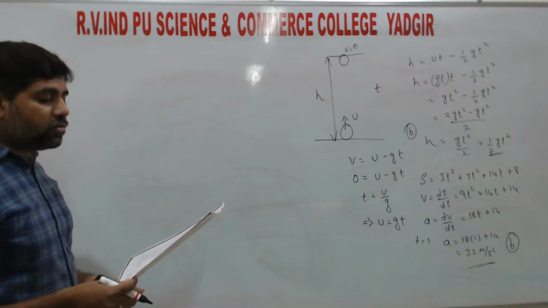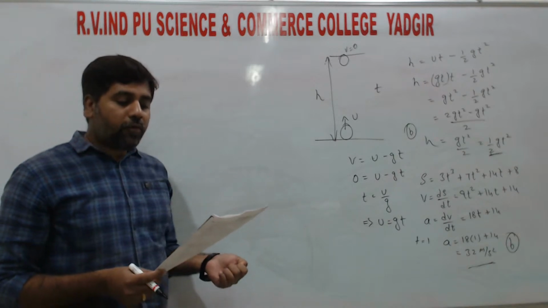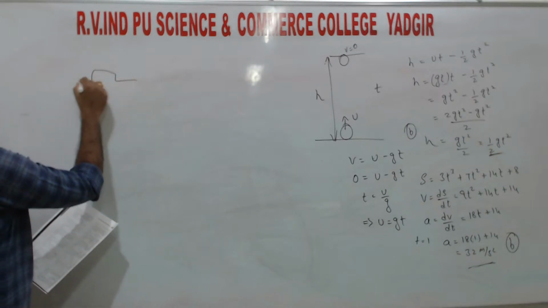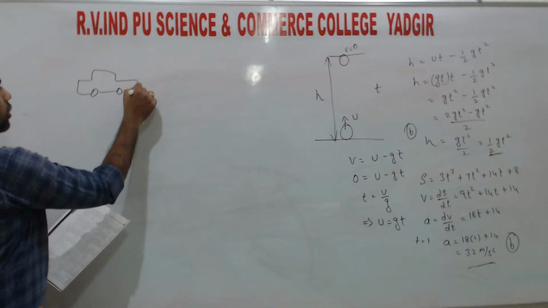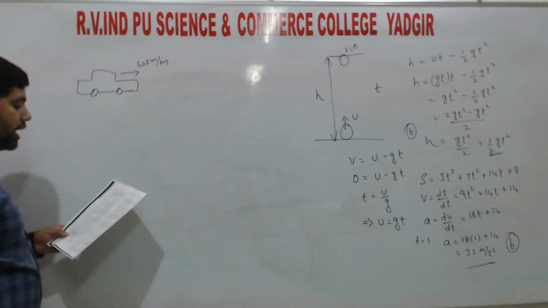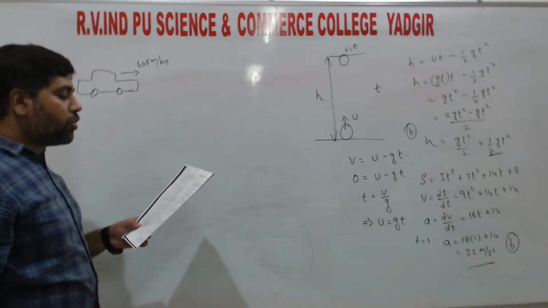So 28th question, a car is moving with a speed of 40 km per hour. So that means one car is moving with a speed of 40 km per hour, right? And it can be stopped by applying brakes.